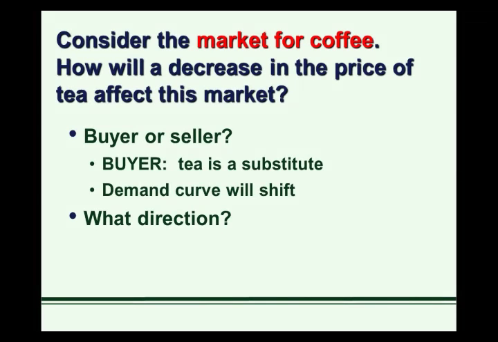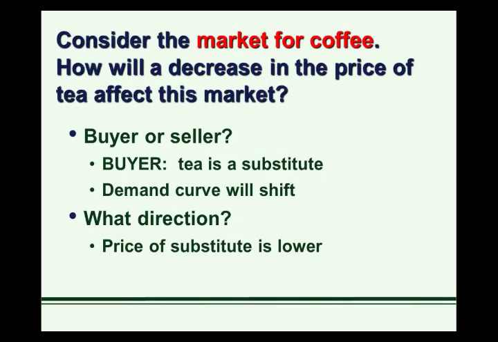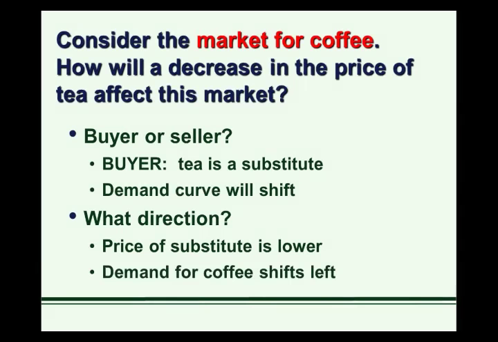What direction? Well, here in this case, there's a decrease in the price of tea. So the substitute is lower. So if tea is more of a bargain, we expect that some people are going to switch away from coffee and drink tea instead because of the lower price. Therefore, the demand for coffee will decrease, or a shift left.